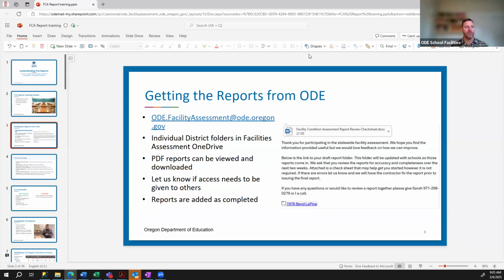The same process will be used for final reports. If we finish up in your school district and we have some good draft reports with no issues, then we will send a similar email with a new folder that you can access for all of your final facility condition assessment reports. These are PDF reports that you can download to your computer and share internally within your school district. If there are people that need access to those folders, please let us know.